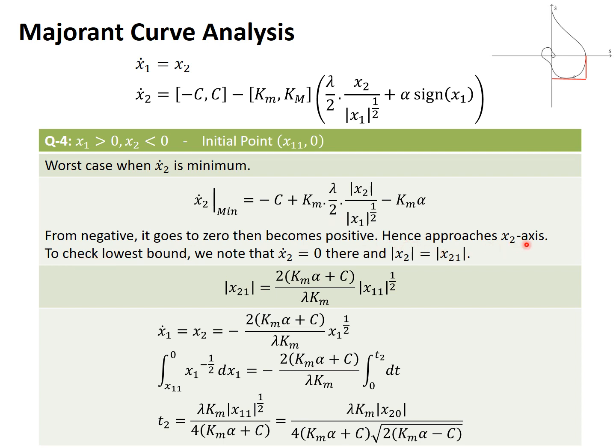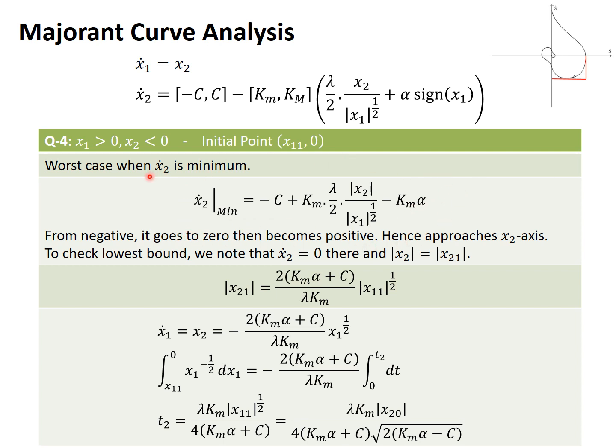So hence it approaches the x2 axis, and this I have not written down here. This becomes more and more positive, and when it is very close, this becomes infinite in value. So it hits it with an infinite slope. So this is the case.